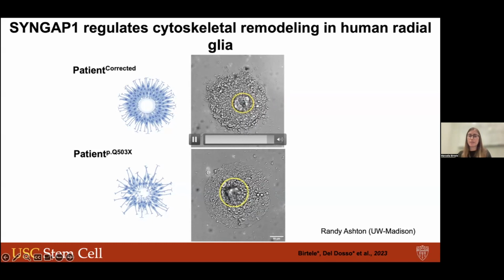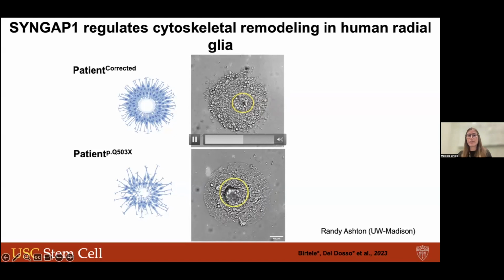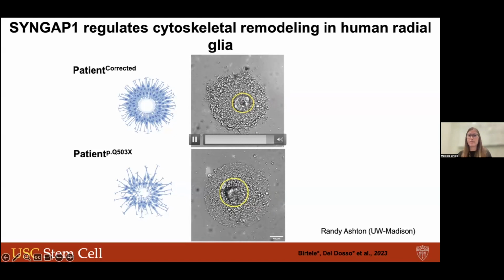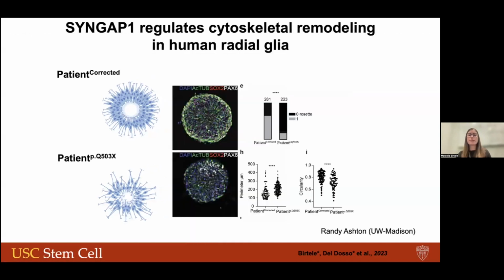So here you see bright field images of this process where we can really see the formation of the ventricle and the rosette-like structure. We use this model to first assess differences in the cytoskeletal remodeling between the patient line and the corrected one. What we did was to look at and quantify the percentage of single rosettes that were formed from these cells.